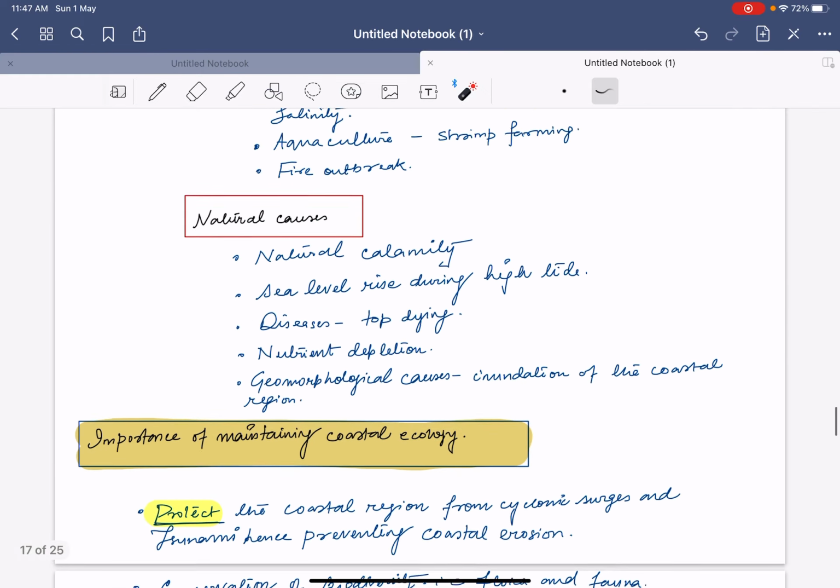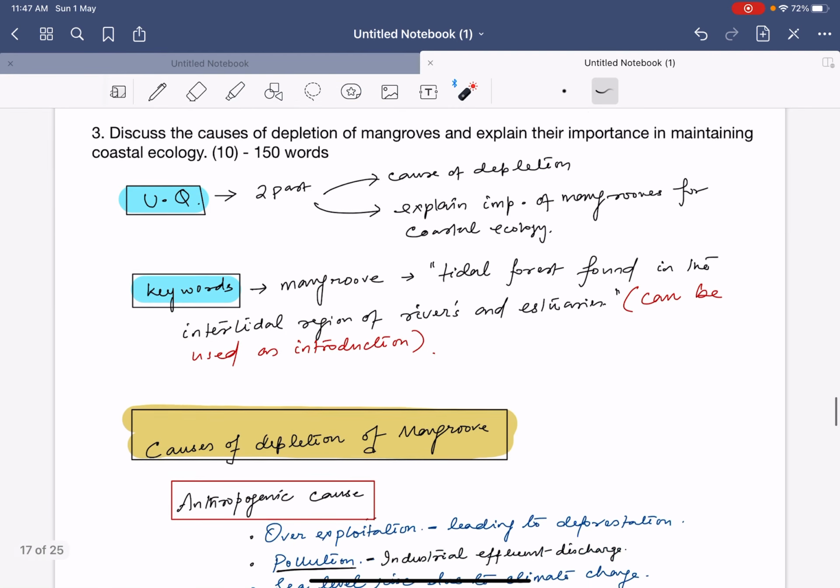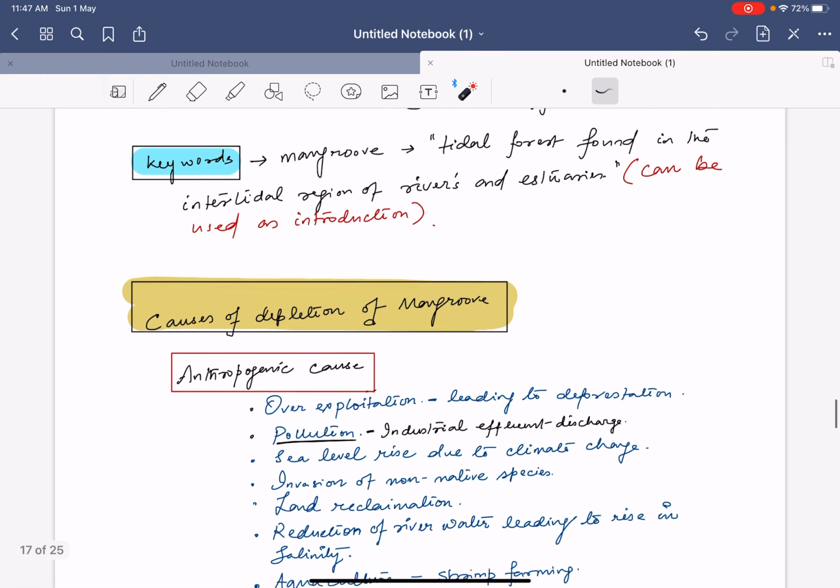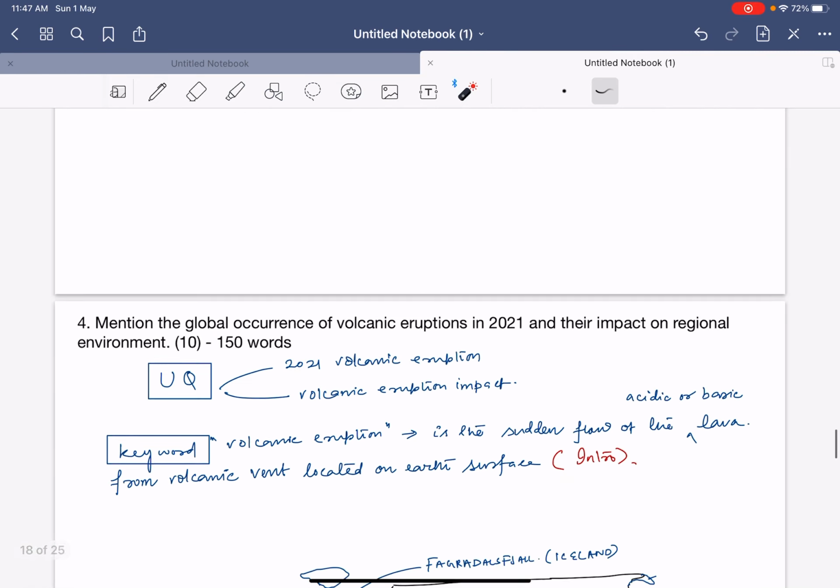So with this, this question is very easy. You can easily identify what you need to have in the introduction, what you need to have in the body, and what you need to have in your conclusion part. Right? Let us move on to the next question.